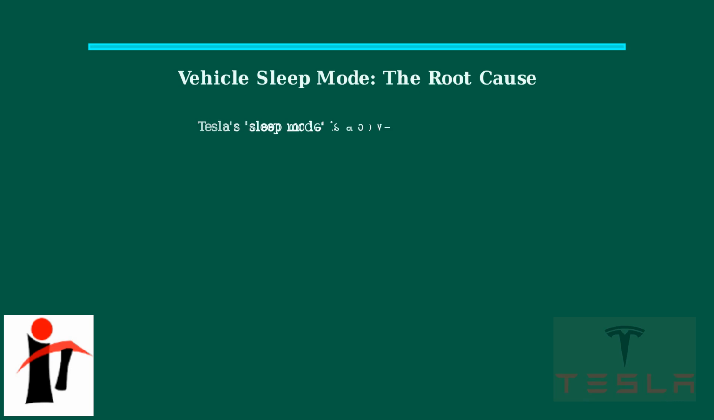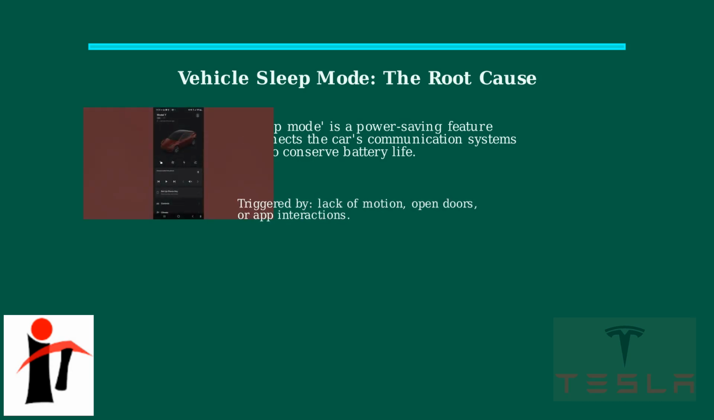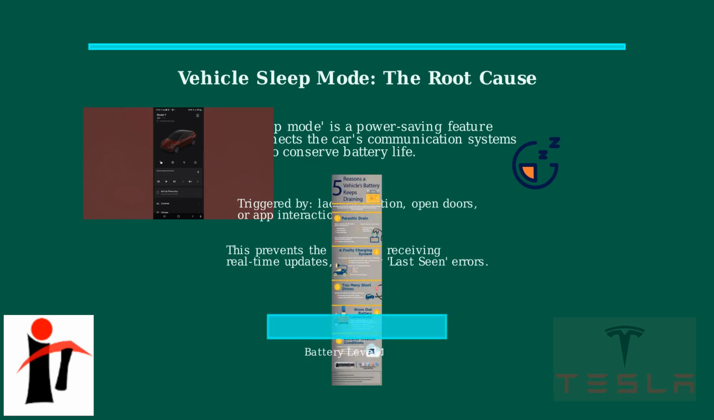Tesla's sleep mode is a power-saving feature that disconnects the car's communication systems when idle. This mode is triggered by a lack of motion, open doors, or app interactions. While essential for battery life, it prevents the app from receiving real-time updates, leading to last-seen errors. The vehicle stays asleep to prevent battery drain. It is important to understand this key element.